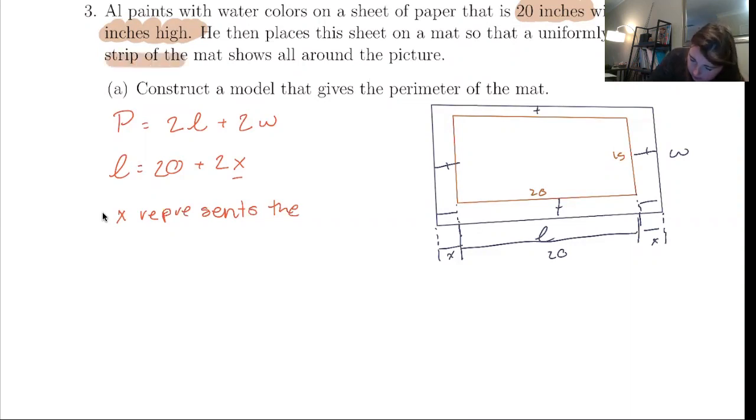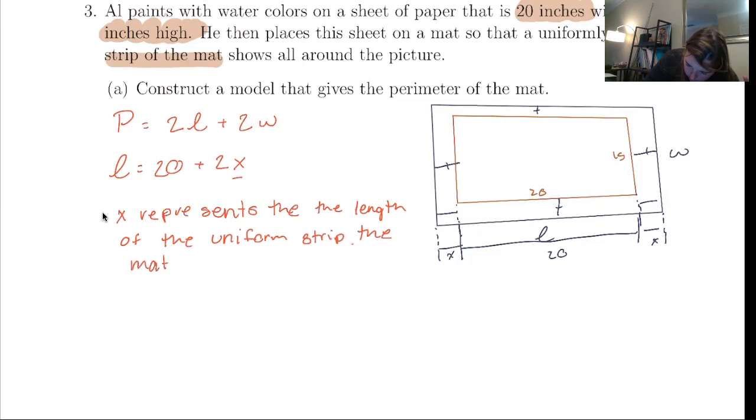So let's go back to the wide strip the mat shows. So x represents the length of the uniform strip the mat shows. Okay? So it's that little extra bit. If it was the width of the mat, it would be a lot more. So now let's actually find the width of the mat, right? L was 20 plus 2x.